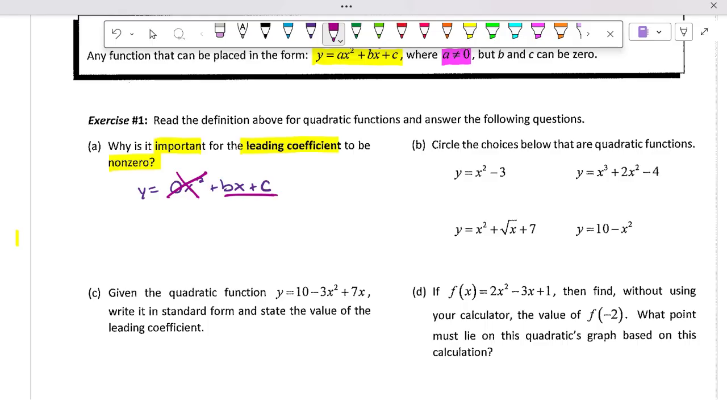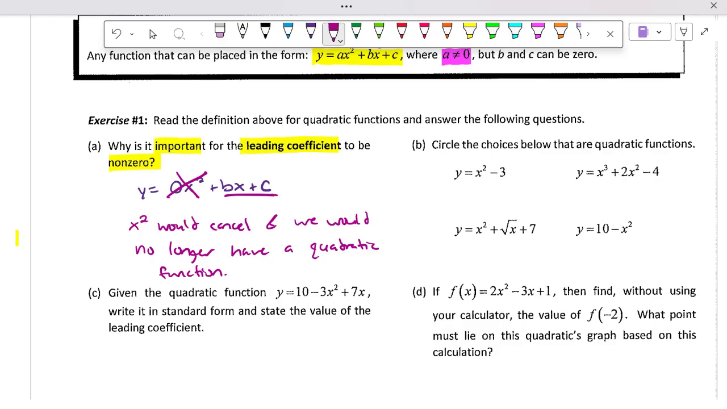So basically, to sum it up, the x squared would cancel, and we would no longer have a quadratic function. So as long as there's an x squared somewhere in the function, it could just be y equals x squared, nothing else after it. It's a quadratic function, all right? But as soon as you take away that x squared, it's not a quadratic.